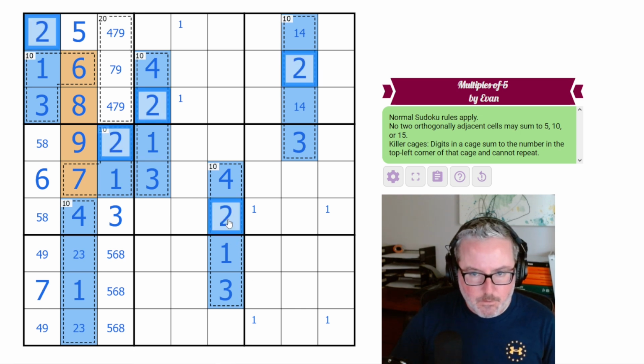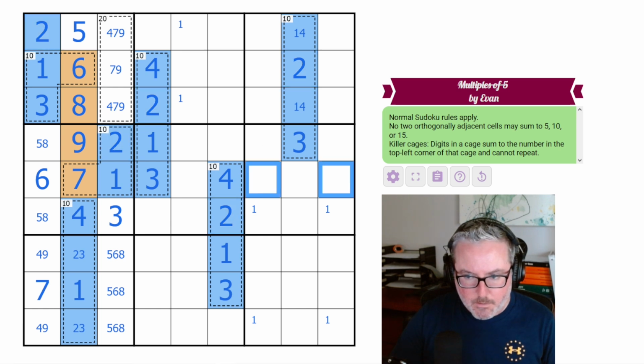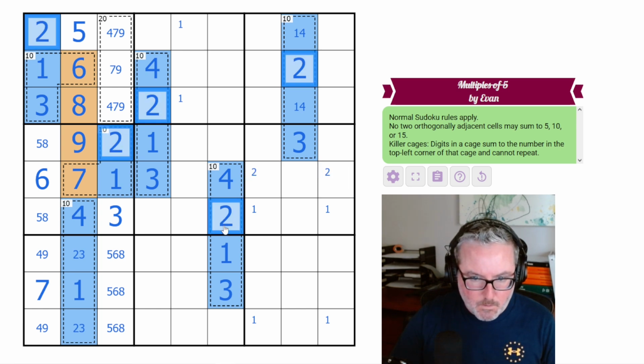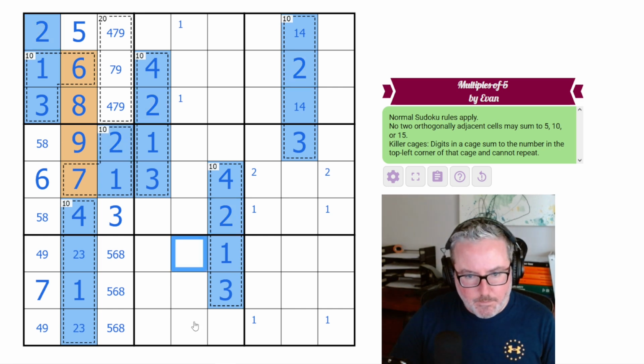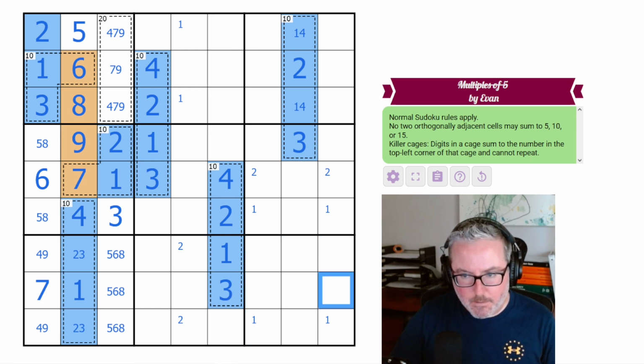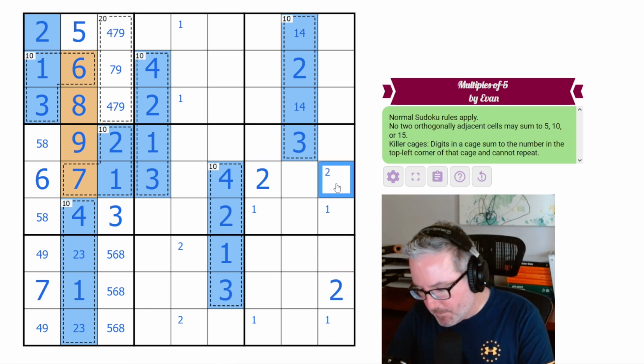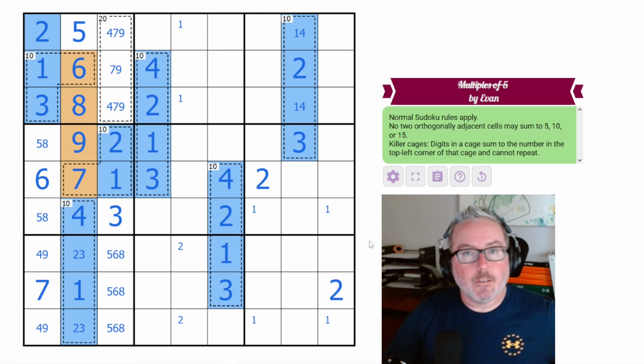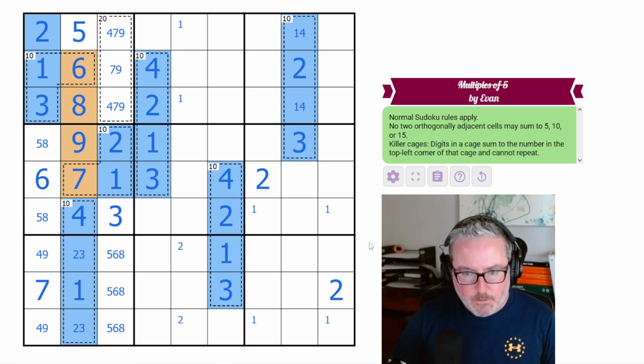Okay, let's look at 2's. One of these is a 2. One of these must be a 2 because it can't be next to a 3. We get an X-wing in 2's. None of these are 2's. This can't be a 2 because it's next to a 3. So this is our 2, which means this is our 2. There we go. The negative constraints are coming in handy. Who would have thunk, right?